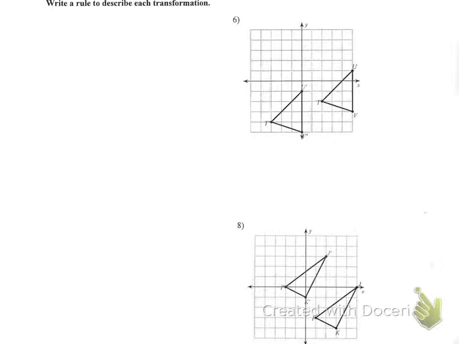All right, so this one says write a rule to describe each transformation. So what we need to do is, we know we start with X, Y, and that's gonna be translated to. So this is my original or my pre-image. So what happens to each one of these to get to this image? So the T, which starts right here, it's gonna go 1, 2, 3, 4, 5 to the left. So that would be X minus 5. And then it goes down 2, so then be Y minus 2.